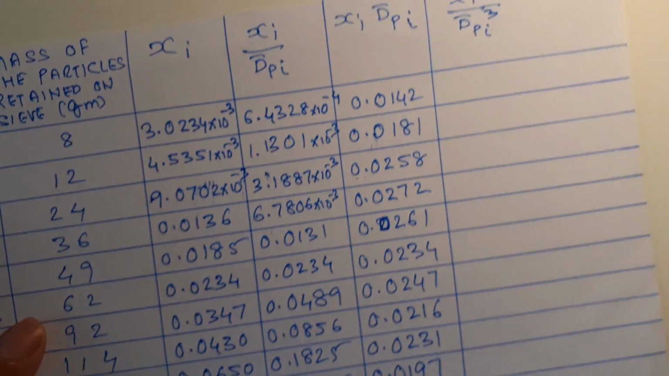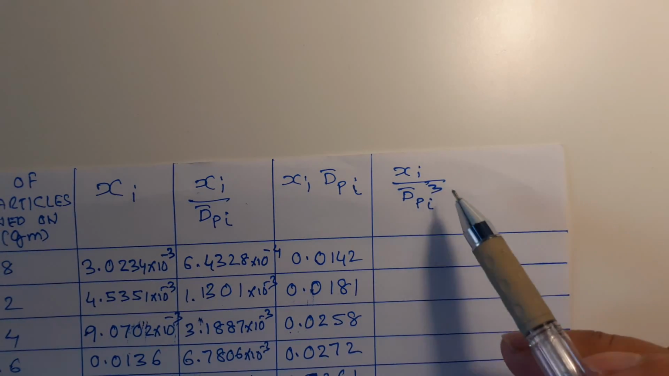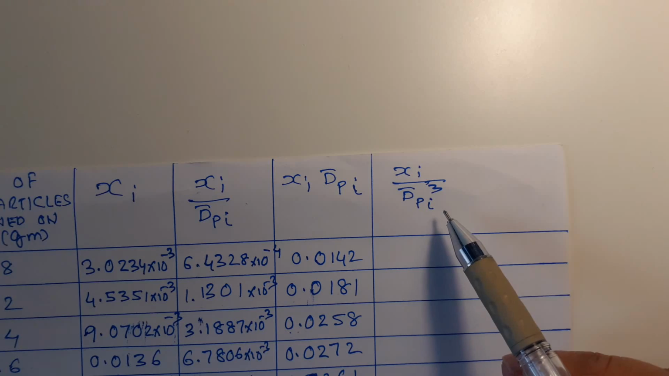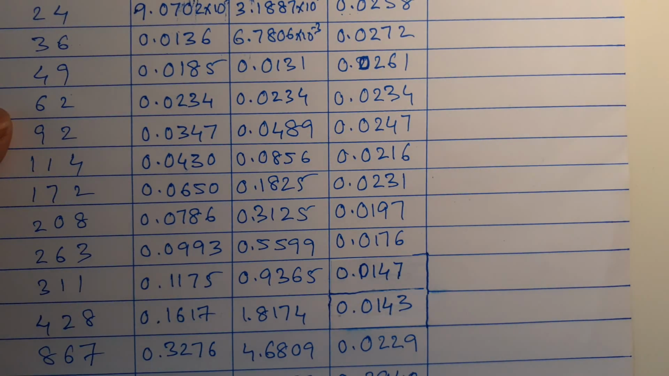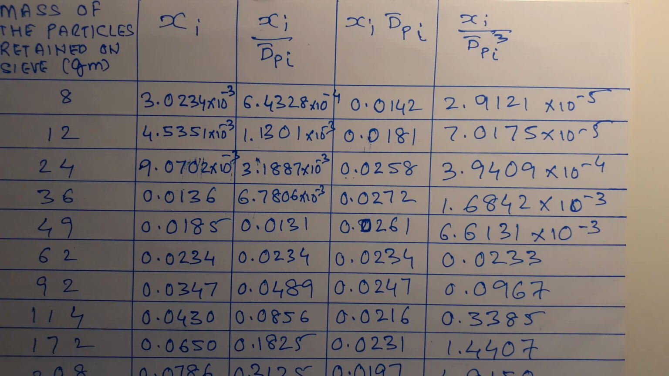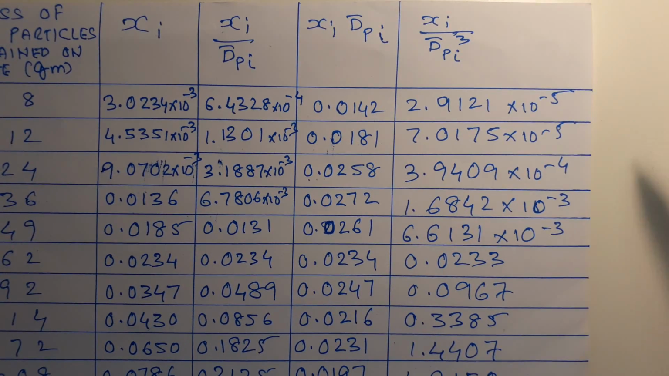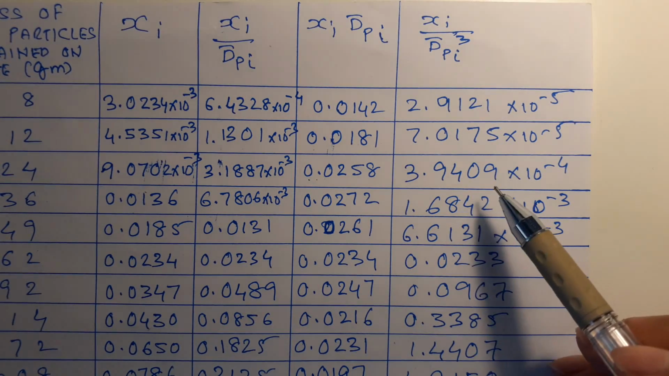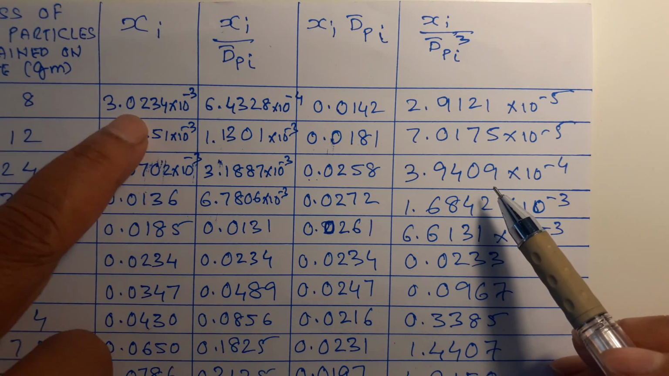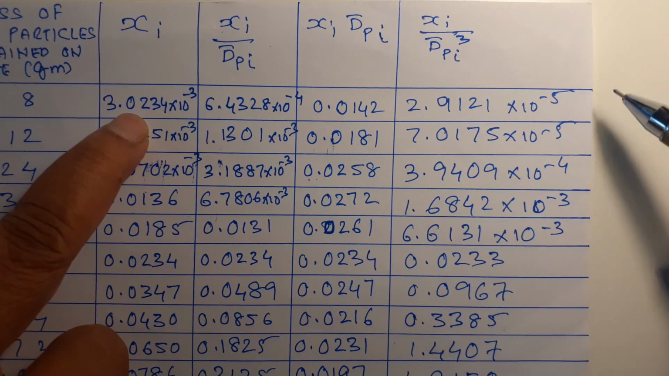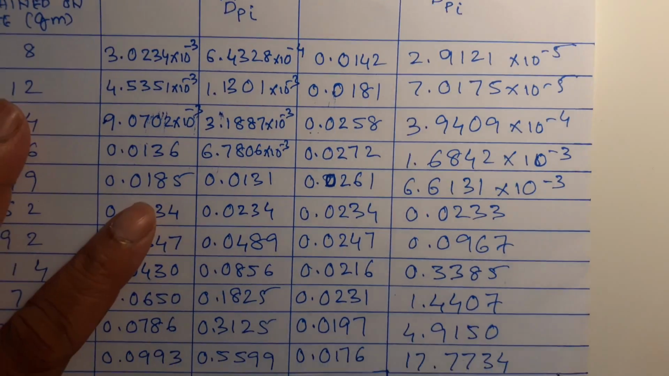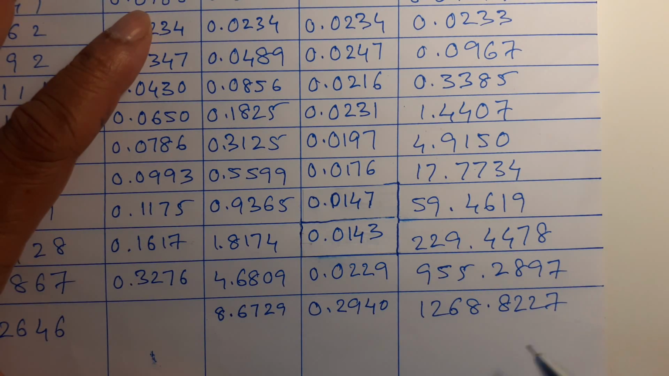Now after this column, the last remaining part is xi divided by d bar pa raised to 3. Let me construct this table. So I have constructed the values of xi by d bar pa cubed. I have constructed all the values, and when you add all those values we get 1268.8227. This is what we get.